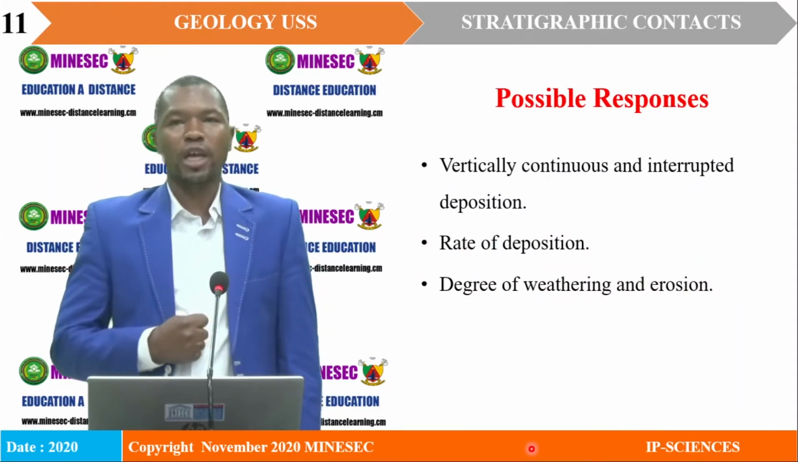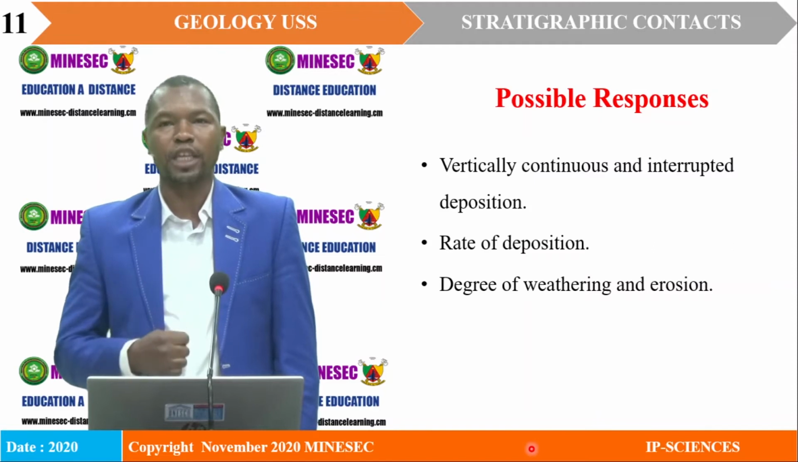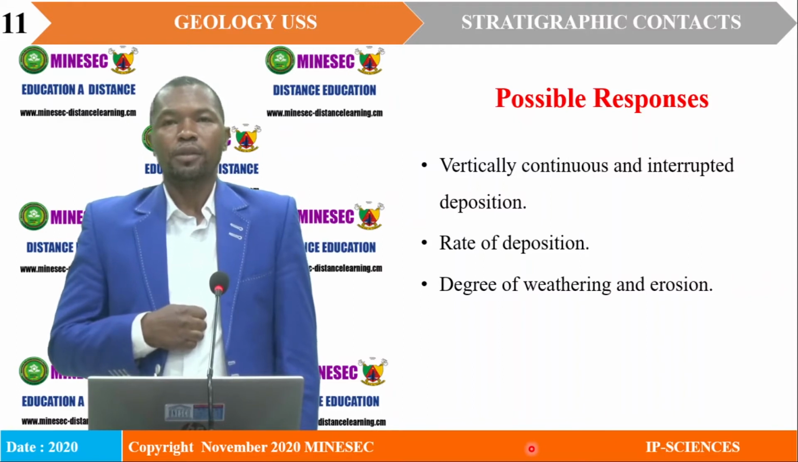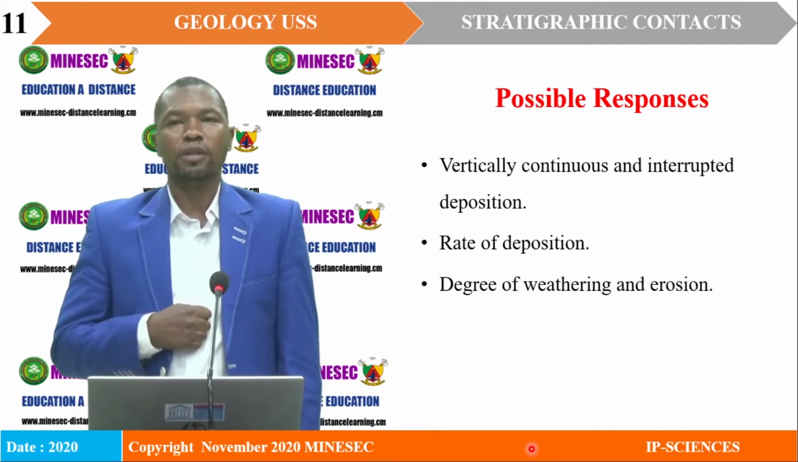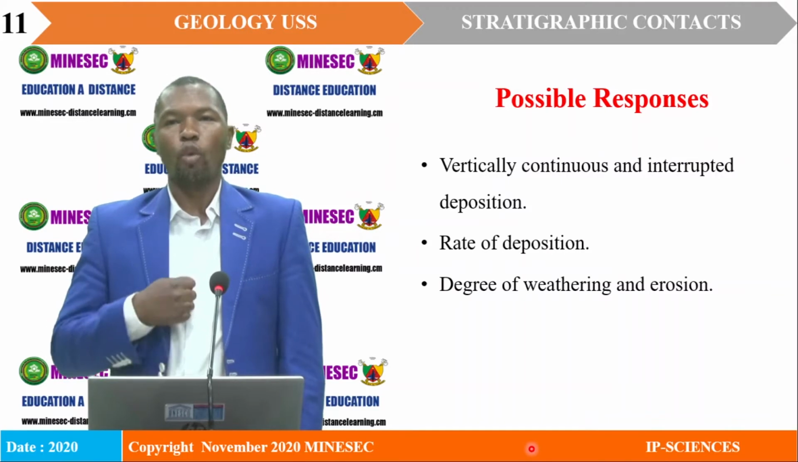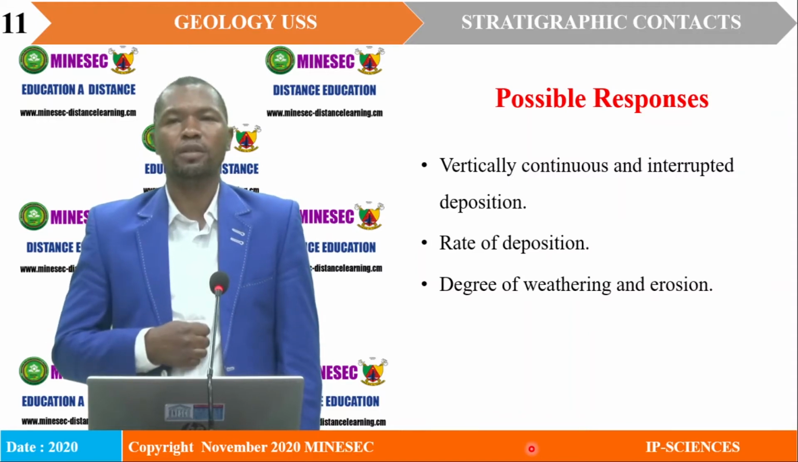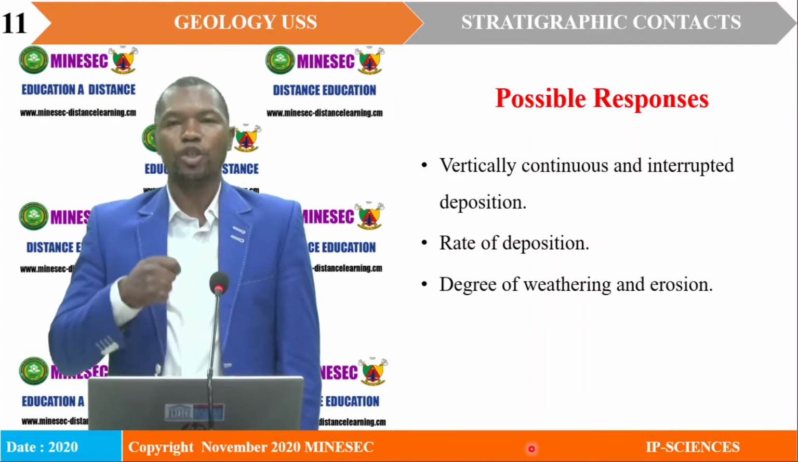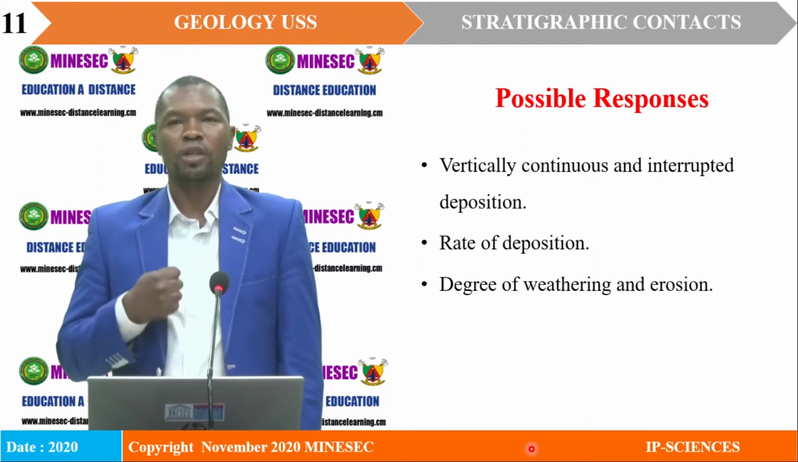Yes, somebody says we need to look at the vertically continuous and interrupted deposition. It's a proposal. We need to know the rate of deposition. It's another proposal. And we need to know the degree of weathering and erosion. As we go through our lesson, we will look at each of the responses that are suitable to properly exploit the geology of this area from the photo that was taken by a geologist during field work.